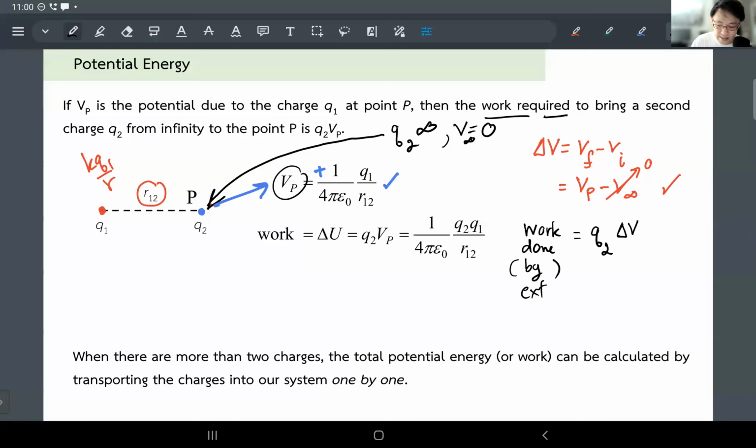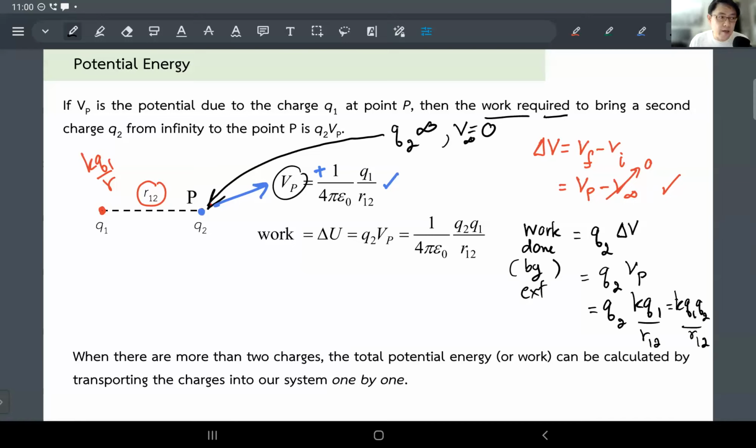And that's it. It's going to be Q2 times V at P, and that is going to be Q2 times K Q1 over R12. And that's the end of the line here. It's just K Q1 Q2 over R12, and you are done. Okay.